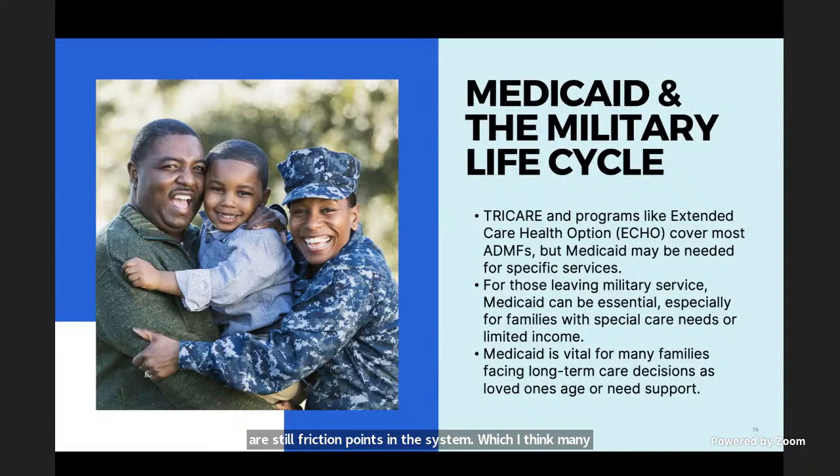I'd like to focus today also, though, on Medicaid for those leaving military service. Medicaid can be essential, especially for families with special care needs or limited income. Now, we know that most military families transition out of the military. We also know that in recent years, with force size and changes in force size dynamics, the importance of retaining and supporting families throughout their career journey.